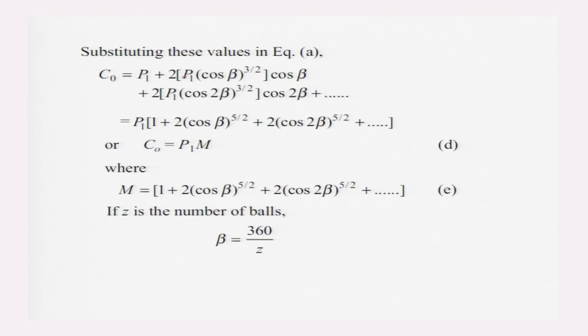we got C0 equal to this formula, and taking P1 common, within the bracket we have 1 + 2 (cos β)^(5/2) + 2 (cos 2β)^(5/2), and so on. Now, the term within the bracket is called m. So, C0 is equal to P1 multiplied by m, where m is the term within the bracket. Now, if Z is the number of balls, then β will be 360 divided by the number of balls.